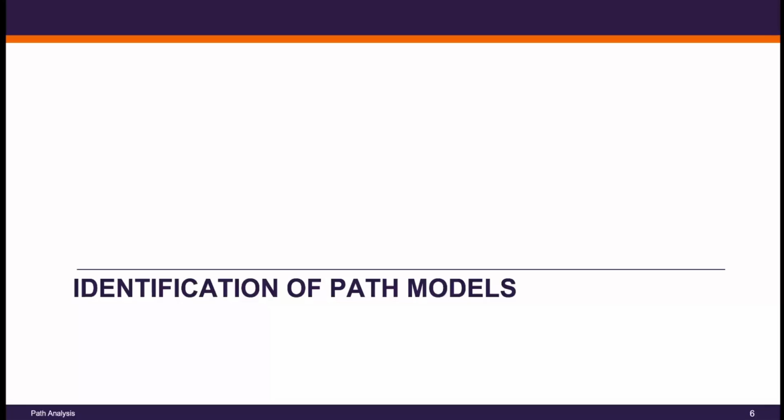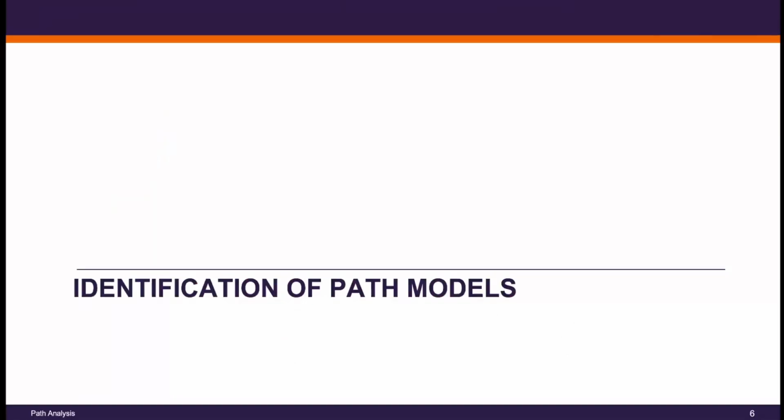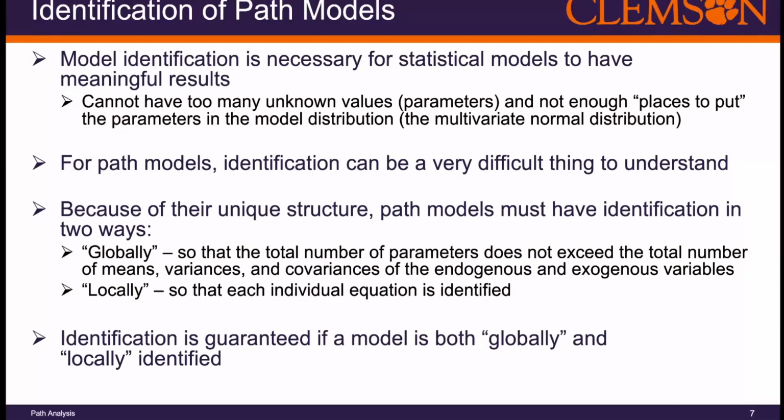Identification is not like you look at this picture and you say, hey, that's a path model, I identified it. No, identification refers to the statistical concept that the model itself must have a certain structure to be able to estimate the parameters uniquely. An unidentified model is one where we would have multiple sets of parameters that all have the same fit, the same likelihood. So model identification is necessary for statistical models to have meaningful results. We can't have too many unknown parameters and not enough places to put them in the model distribution.